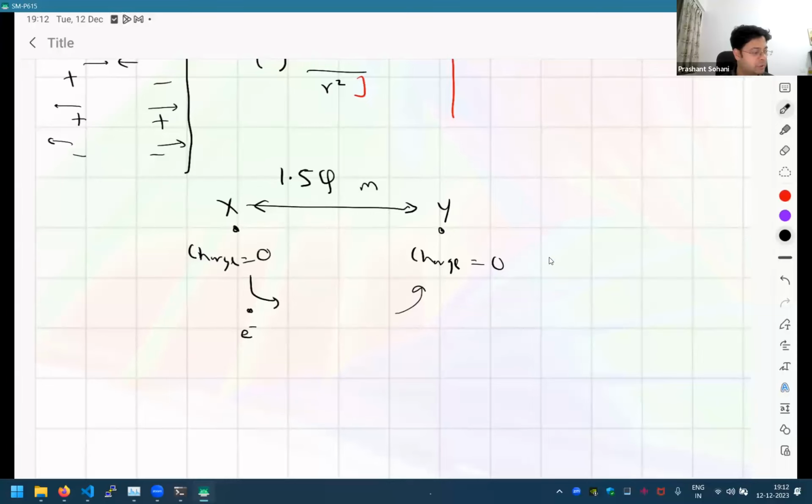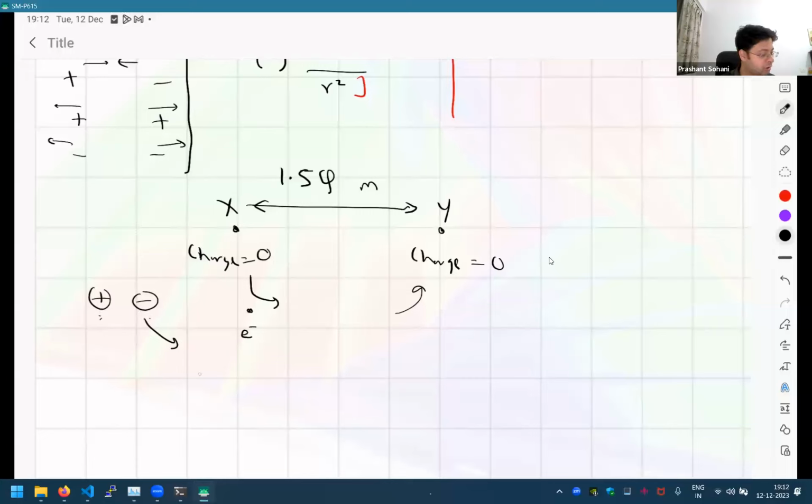Yes, correct. x will become positively charged because initially it is neutral and a negative charge is leaving. Whatever is left, you can think of it as a pair of proton and neutron. If a pair of proton and neutron are both present, the total charge is neutral. As soon as the electron leaves, whatever remains will be positively charged.